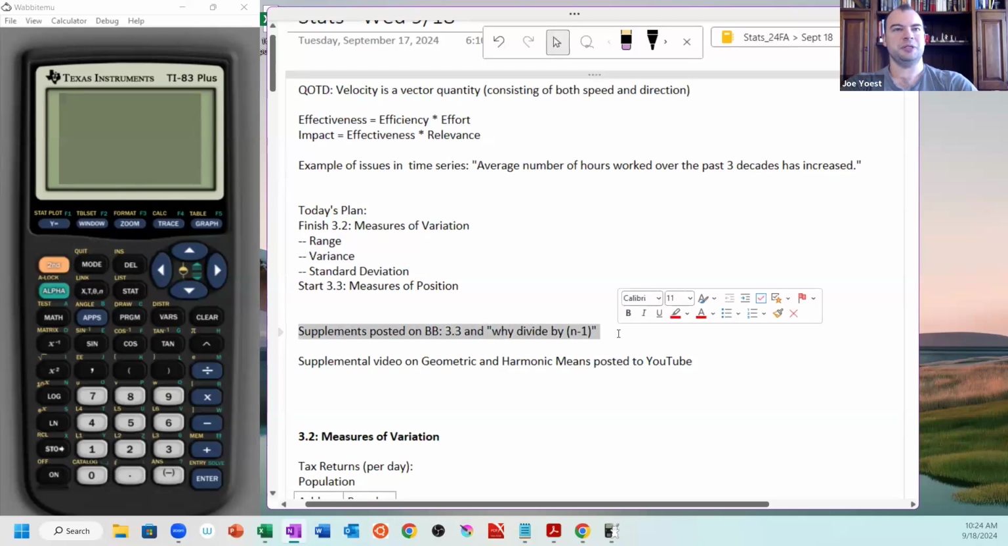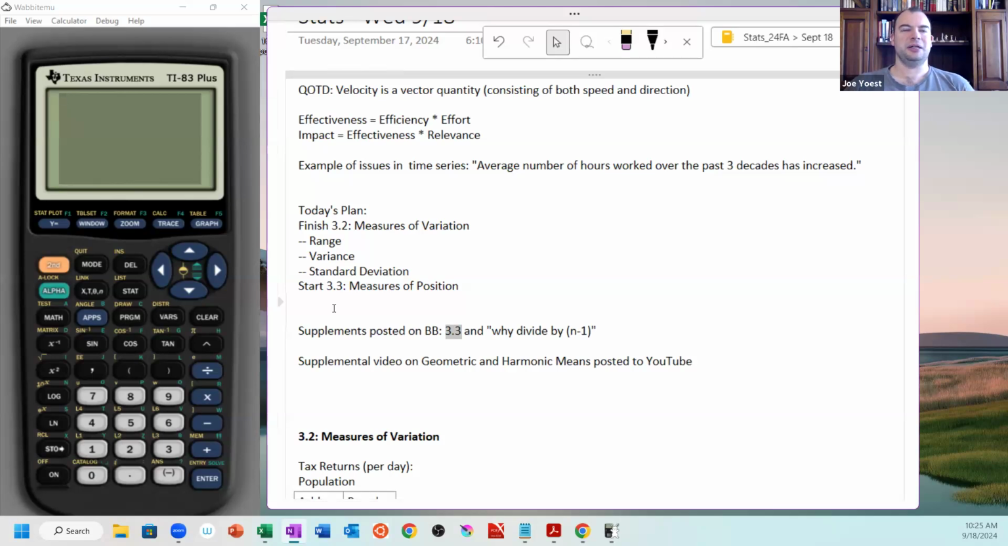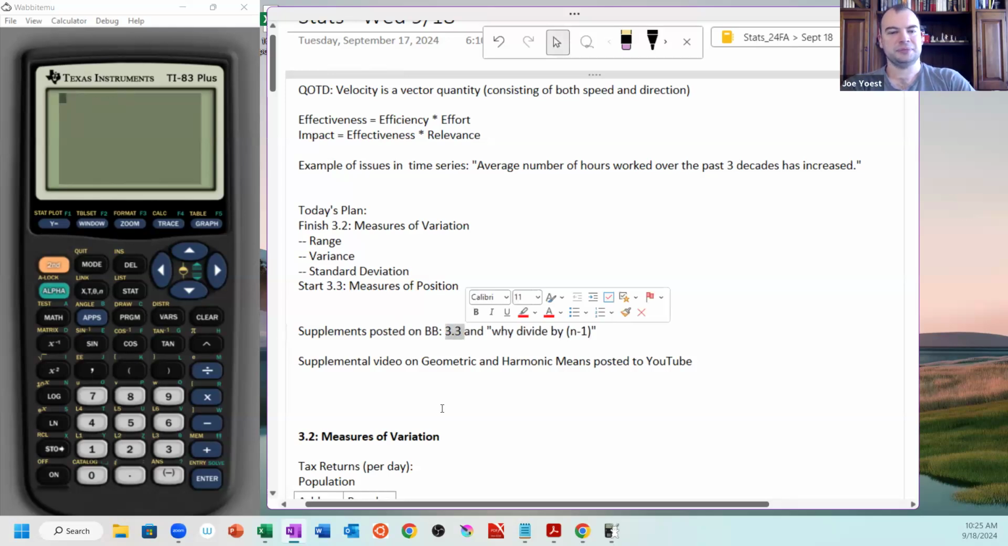There are a couple of supplements posted on Blackboard under the supplemental materials folder. There's a chapter 3 subfolder. Two of the supplements are on 3.3: one is an explanatory document, and one is a set of answers to that. When we talk about percentiles, we'll compute them using a more graphical approach rather than the more algorithmic approach that's in the book. Those two documents give a little more information and practice on that. Then there's also a document called Y divide by n-1.